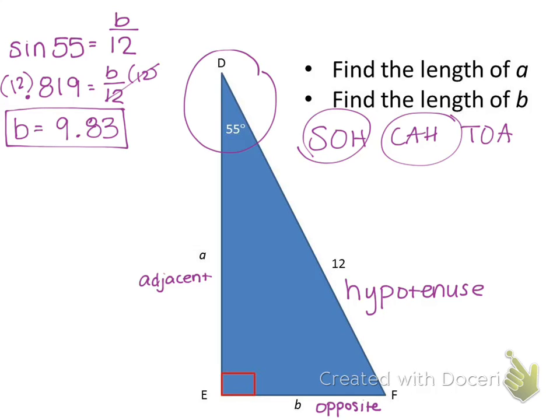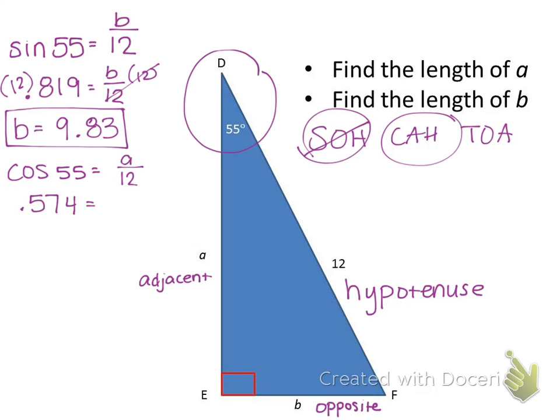Okay, now we used sine, so we're going to now use cosine. We're going to do the cosine of what? 55. And the cosine is adjacent over hypotenuse. So my adjacent is A, my hypotenuse is 12. Can I just flip-flop the cosine and the A? No, because A is not on the bottom. What did you get when you put the cosine of 55 in your calculator?